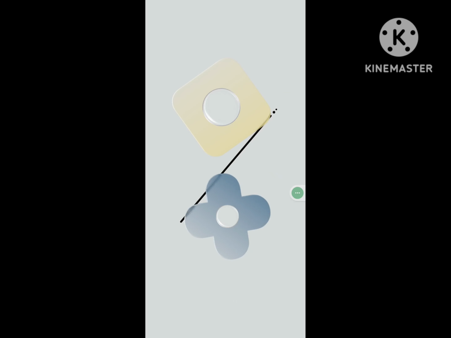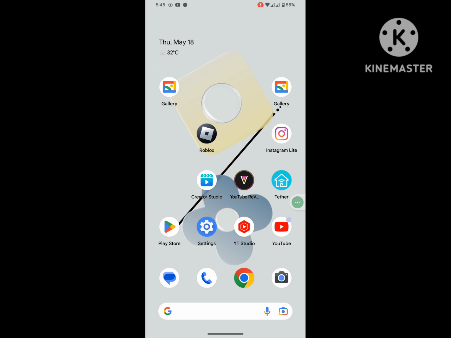Now I hope that this method fix Instagram Reels black screen problem or Instagram story black screen problem.